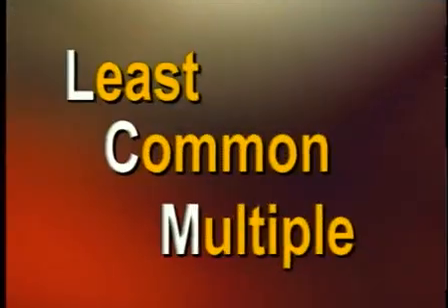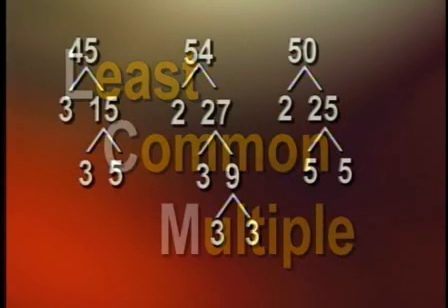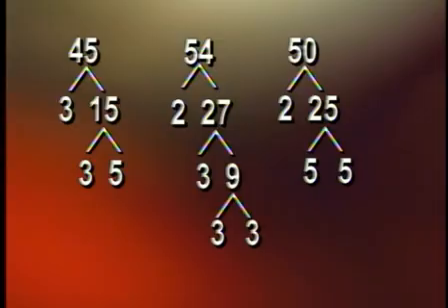Remember, in finding the common denominator, we multiplied. So what we need to find is the least common multiple of a set of numbers, the LCM, the smallest, least number that is a multiple of the numbers in question, of two or more numbers. In our first problem, we have three numbers for which we want to get the LCM: 45, 54, and 50.